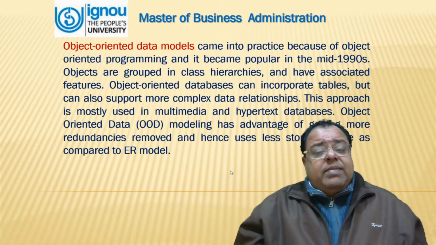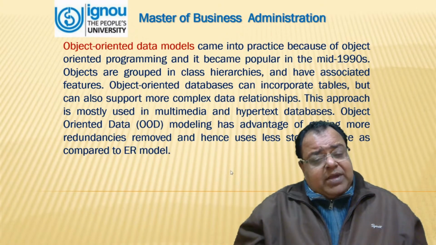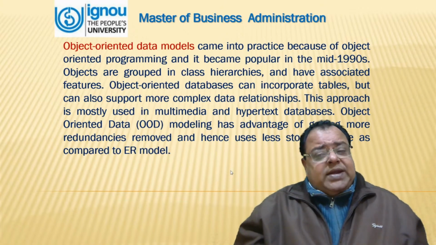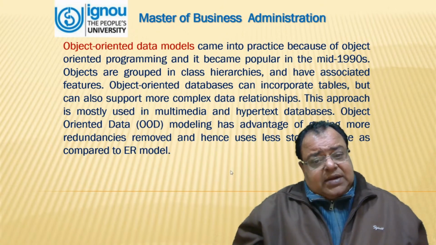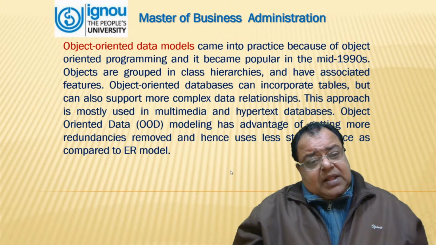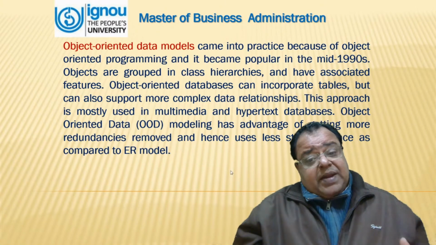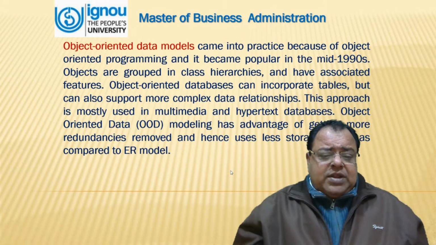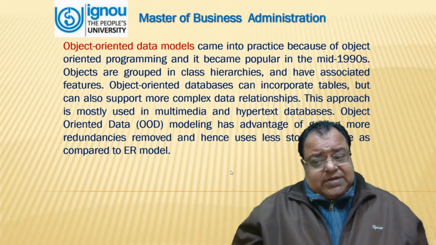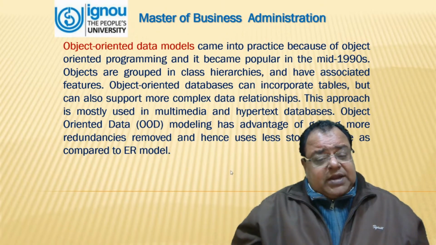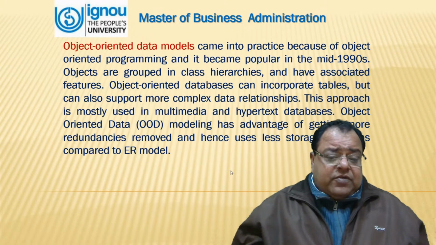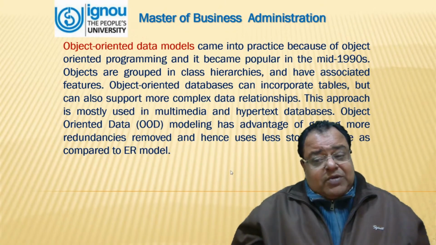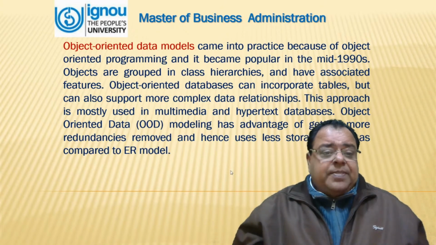Object-oriented data models came into practice because of object-oriented programming, and became popular in the mid-90s. Objects are grouped in class hierarchies and have associated features. Object-oriented databases can incorporate tables but can also support more complex relationships. This approach is mostly used in multimedia and hypertext databases. Object-oriented data, that is OOD, modeling has the advantage of getting more redundancies removed and hence uses less storage space as compared to the ER model.